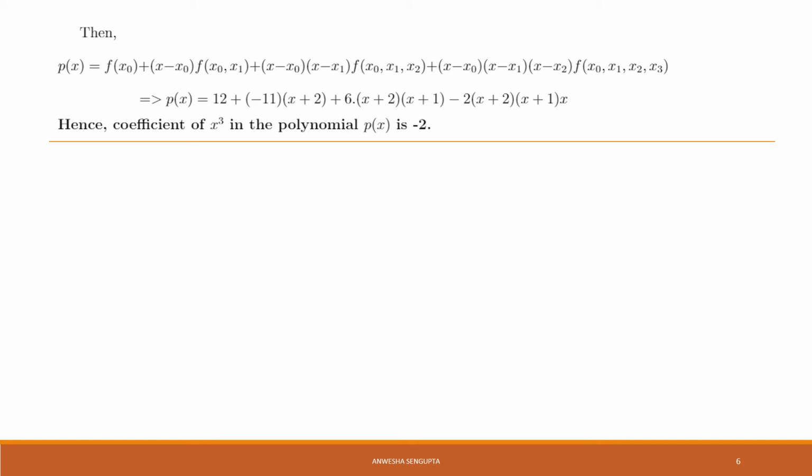Here p(x) equals f(x0) plus (x minus x0) into f[x0, x1] plus (x minus x0)(x minus x1) into f[x0, x1, x2] plus (x minus x0)(x minus x1)(x minus x2) into f[x0, x1, x2, x3]. So p(x) equals 12 plus minus 11 into (x plus 2) plus 6 into (x plus 2)(x plus 1) minus 2 into (x plus 2)(x plus 1)(x). So from this polynomial the coefficient of x cube is minus 2. This is the answer.